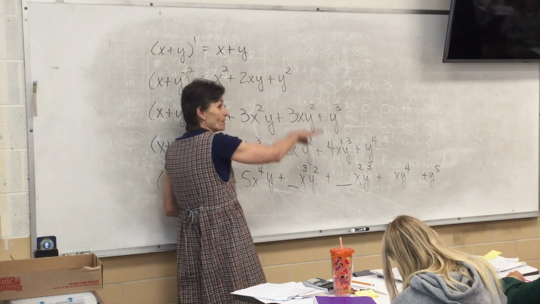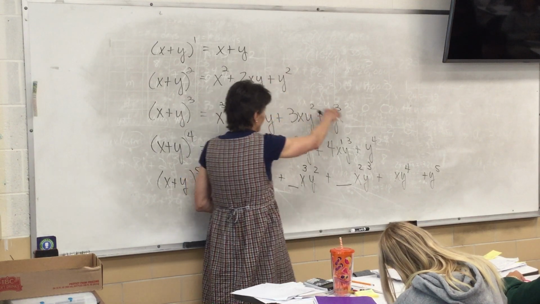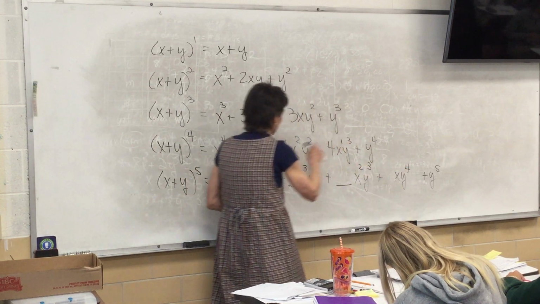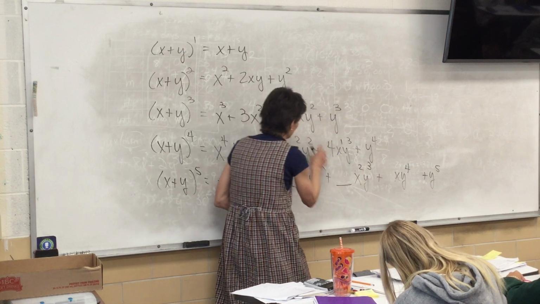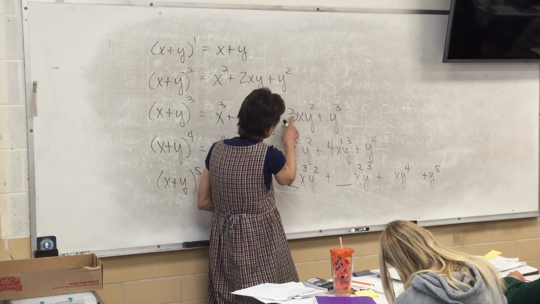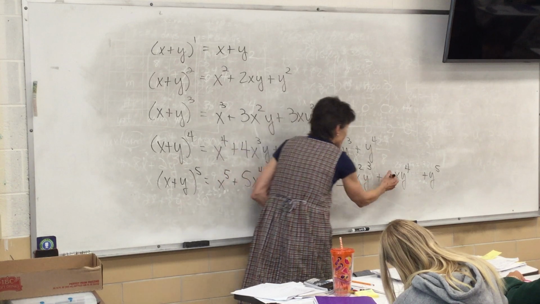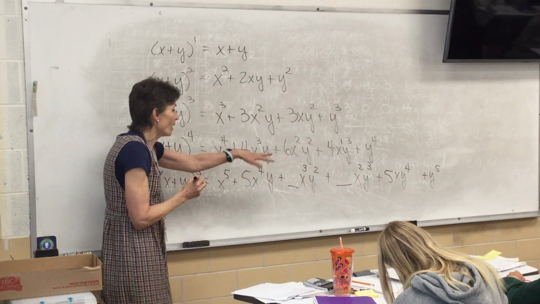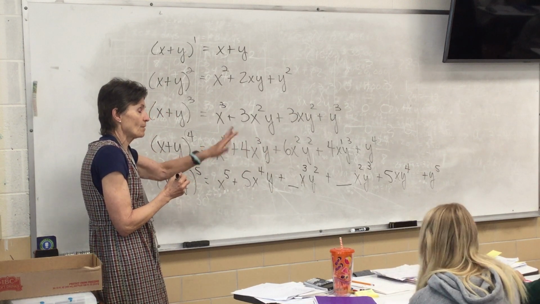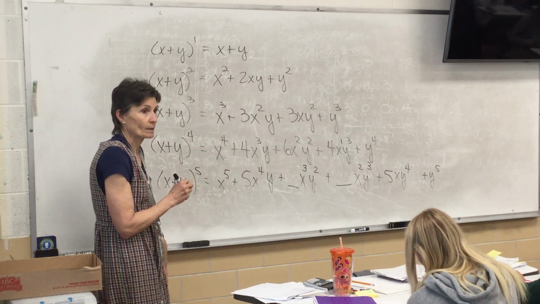Now let's look on the other end, Sophia. We know we're going to have y to the 5th on the end, and then what is this guy going to be? Look, this one was a 2, a 3, a 4. Isn't this going to be a 5 right here? So it's just those 2 1s in the middle that are causing us trouble.